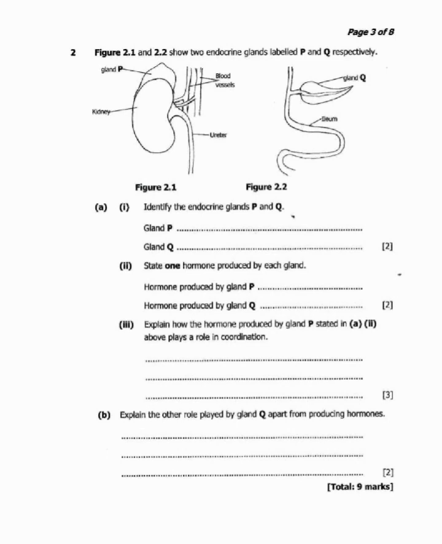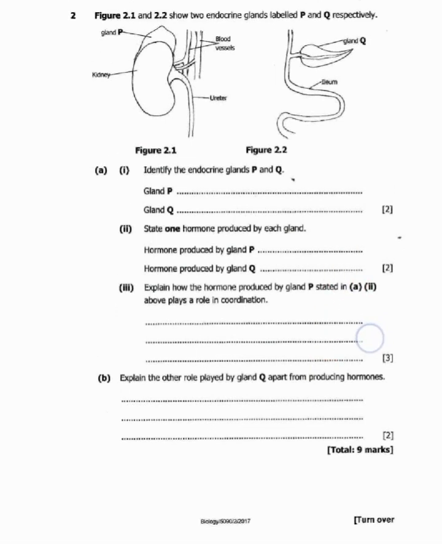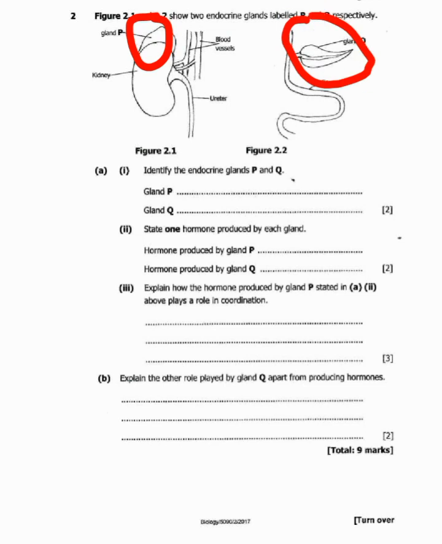Now, to understand the endocrine system, we have a question extracted from the 2017 GCE past paper. This is question number 2. The question states: figure 2.1 and figure 2.2 show two endocrine glands, labelled P and Q respectively. We have the one on top there, and also this one. The kidneys occur in pairs, there is another kidney there. On top again, these adrenal glands mostly occur on top of the kidneys. So we need to understand that.